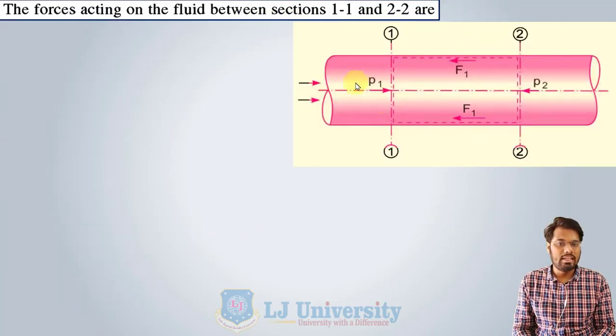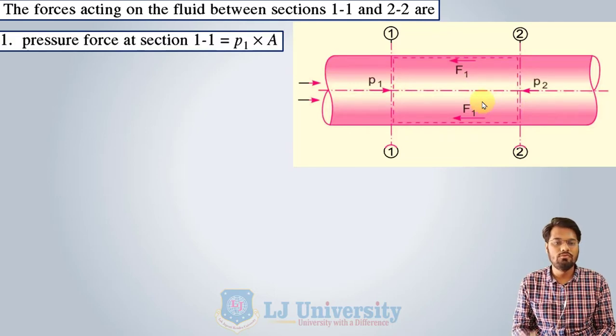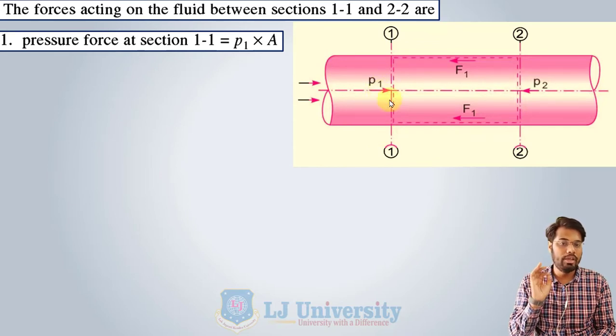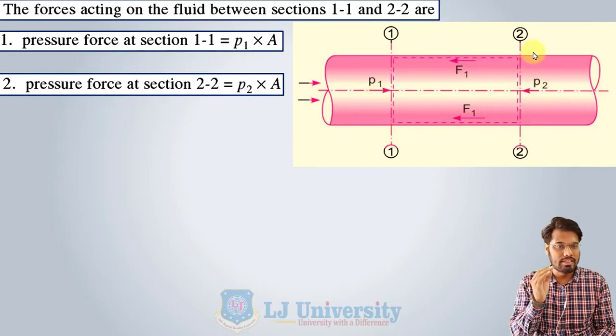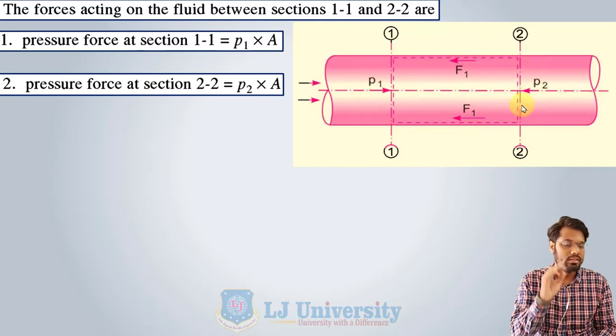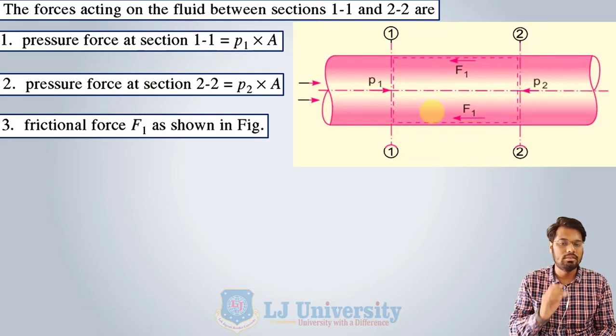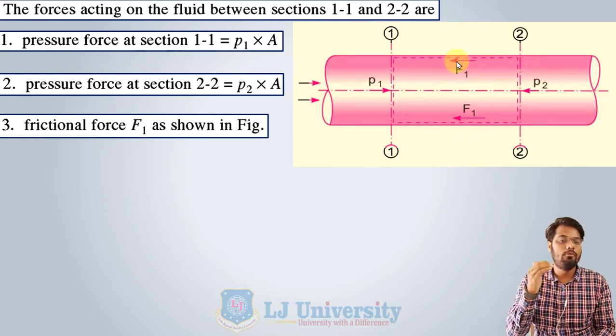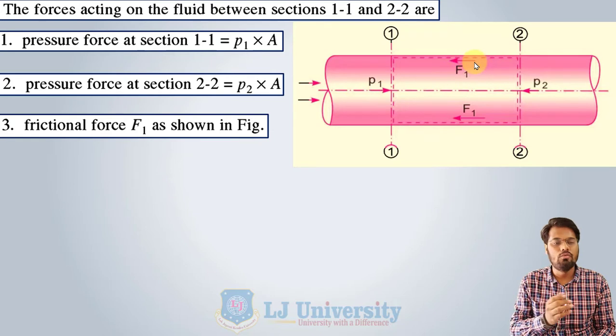Now, the forces acting on the fluid between section 1 and 2. Which are the forces? First is the pressure force at section 1. Pressure force means pressure into area, it means P1 into A. Similarly, for section 2, it would be P2 into area, the pressure force at section 2. And the third one is the frictional force, which is generated due to the friction between the fluid layer and the wall of the pipe, which is denoted by F1. As fluid is moving in this direction, the frictional force will be in the opposite direction. So, the direction of F1 is from right to left.